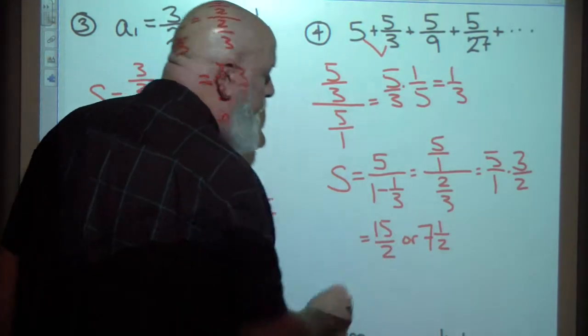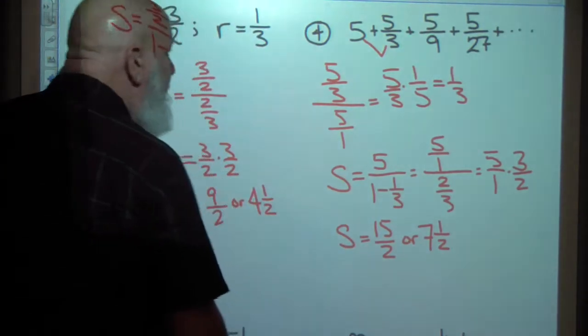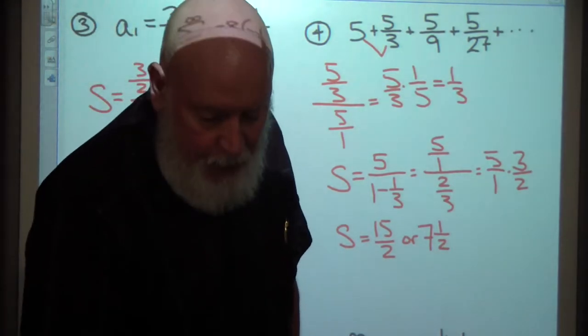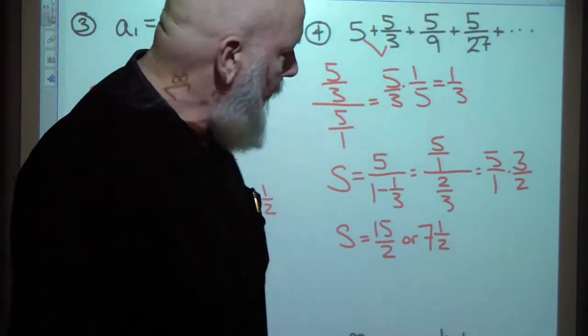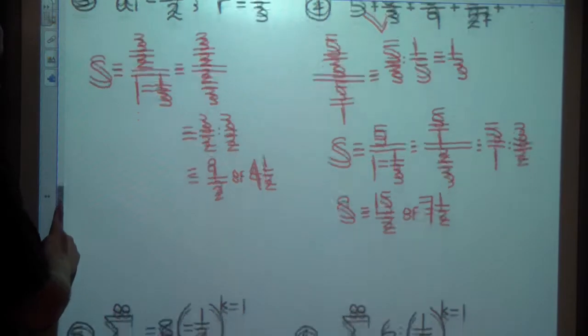And so that's how we define the sum. Okay. That's the infinite sum. Let's take a look and see if I got it right now. Yay, 15 halves or 7 1/2. They're both the same value. Just two different ways of saying the same number.